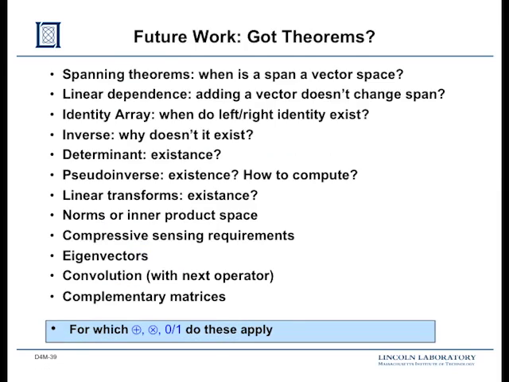We have a whole set of theorems that we'd like to prove: spanning theorems, linear independence, identities, inverses, determinants, pseudo-inverses, eigenvectors, convolutions. For which of these do they apply? A lot of good math could be done here. Call to arms for those of you who are interested in this type of thing.